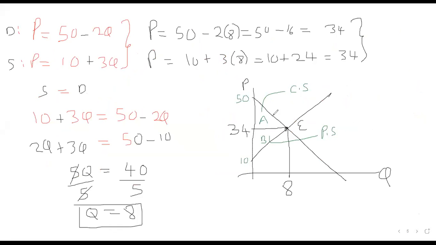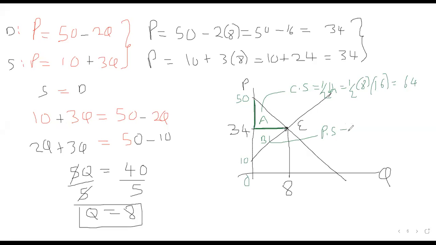So here, our consumer surplus is A. Our producer surplus is B. So the formula is half base times height. Our base is the distance from here to here. What's the distance from here to here? 8. 8, correct. The height is the distance from here to here. What is the distance? 16, correct. And when you multiply them, we get 64.